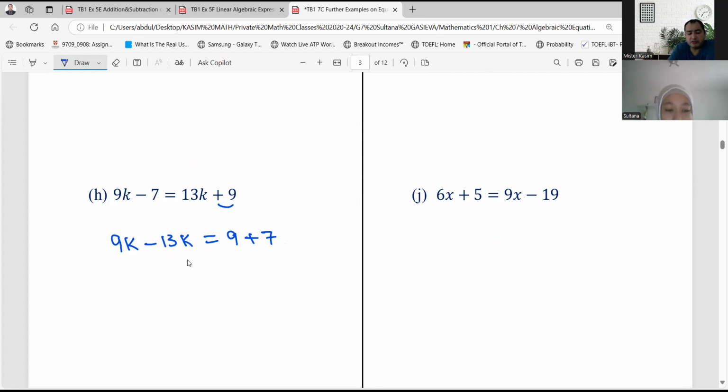And 9k minus 13k is negative 4k, right? Negative 4k, and 9 plus 7 is 16. Now we are using the property of division, dividing both sides by negative 4 to isolate k, right? So from here, what is k? Negative 4. That's it.